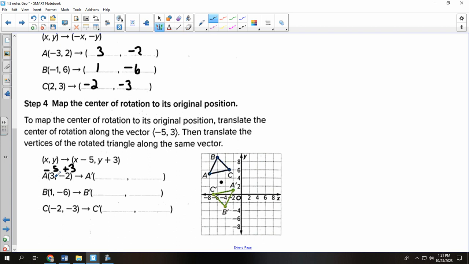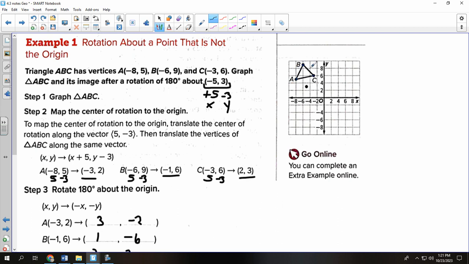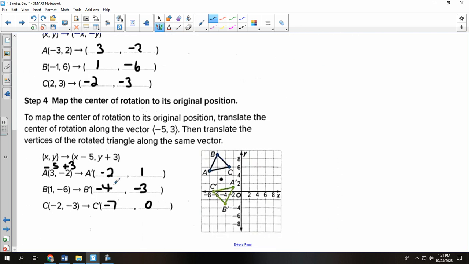So -5 plus 3 is -2. 3 minus 2 is 1. -5 minus 1 is -4. And 3 plus -6 is -3. -5 minus 2 is -7. And 3 plus -3 is 0. So now we can see here's our original triangle was up here, this upper one here. And the new one is at -2, 1, -4, -3, and -7, 0. So it rotated it 180 degrees around.